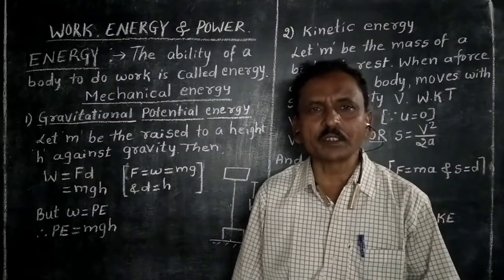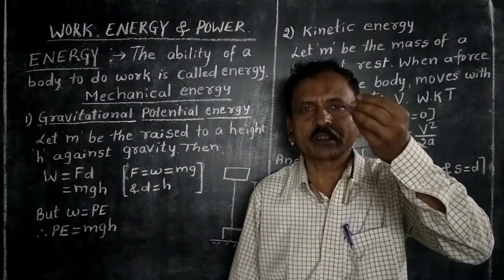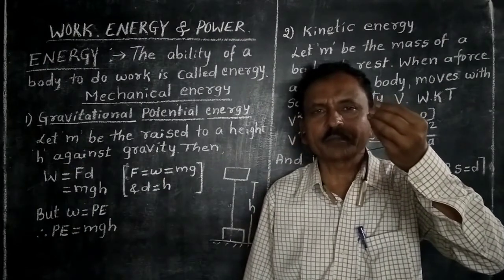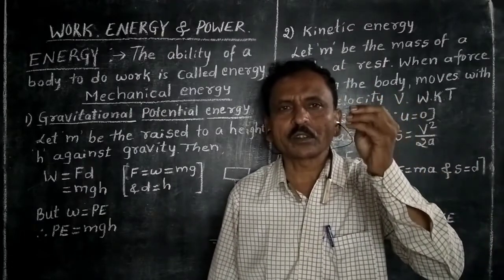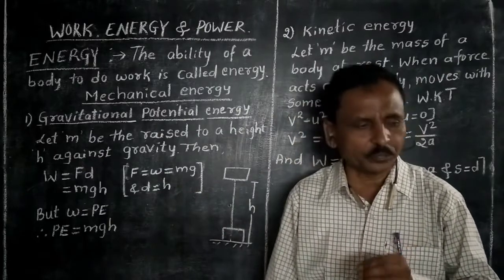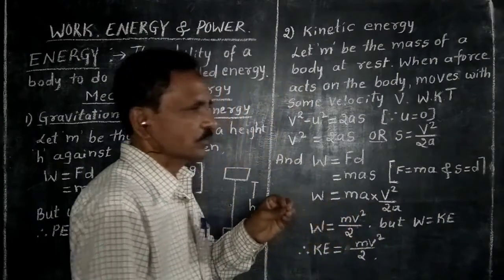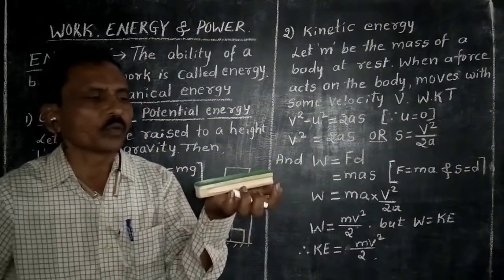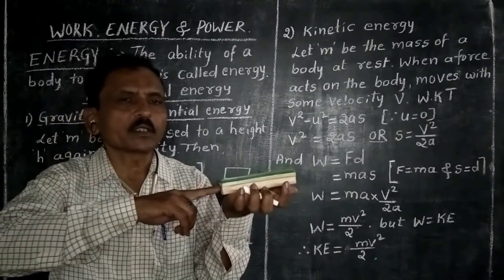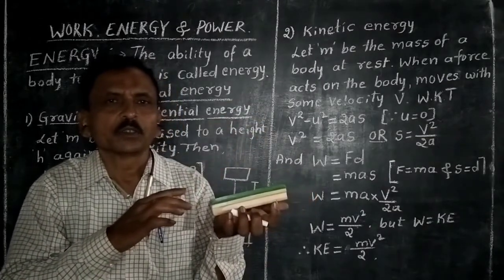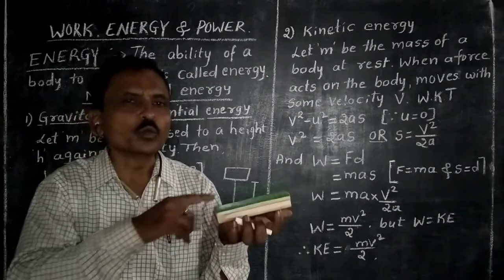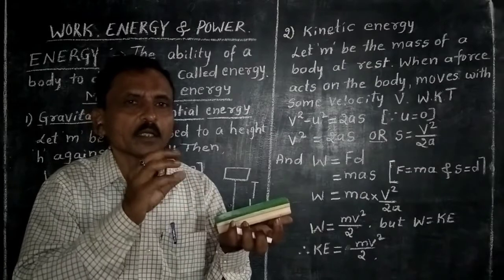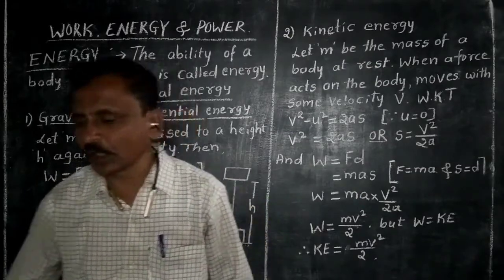When a body is lifted against gravitational force, the work done by the external force is positive, and this work done on the body is stored in it as gravitational potential energy. And when a body is at rest, its initial velocity is 0. When an external force acts on the body, it starts moving. That means here energy is spent to move the body, and this work done on the body is stored in it as kinetic energy. Therefore, mechanical energies are of two types.